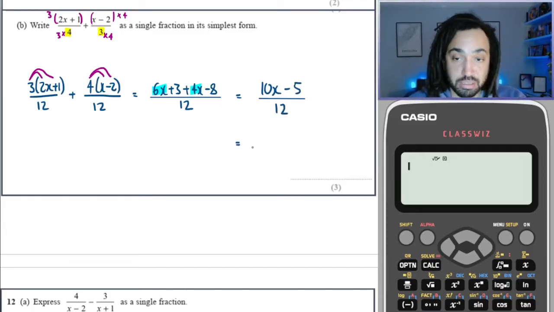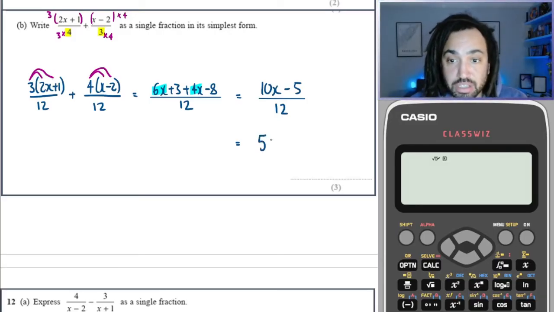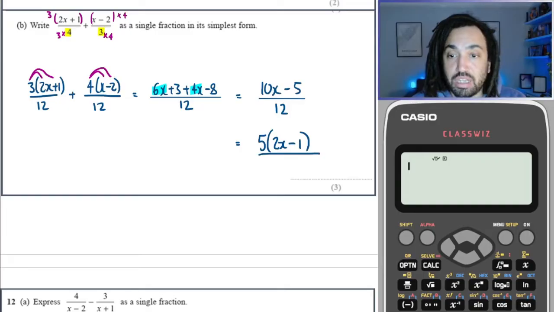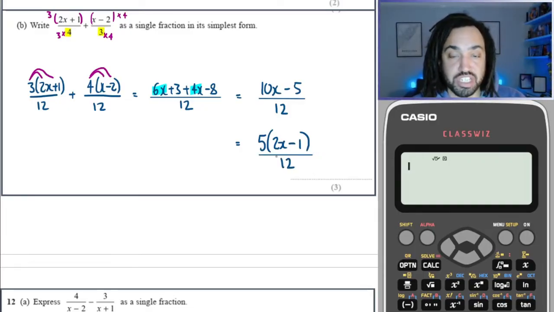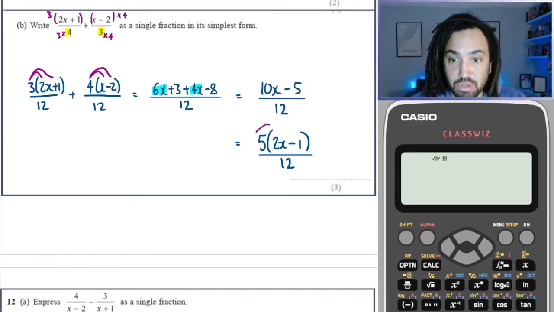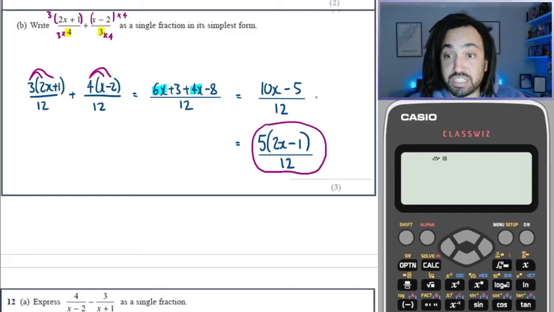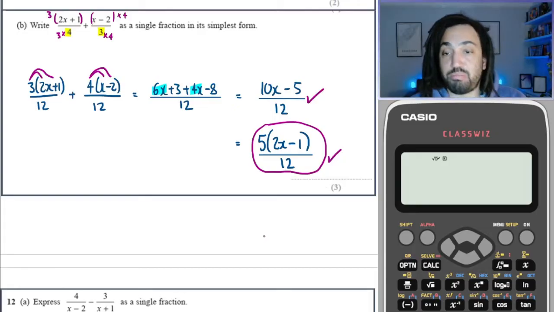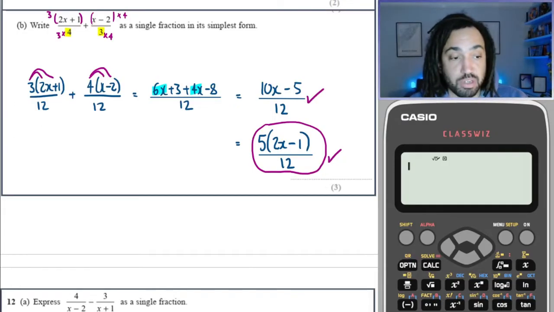And then we check, can we factorise the numerator? Well, yes, we can actually this time. So I'm going to do it just in case. So 5 can come out of the numerator to leave 2x minus 1 over 12. Now, can I divide 5 and 12? Do they share any factors? No, they don't. So in fact, I can't actually simplify this anymore because 5 and 12 don't have any common factors. But anyway, you can leave it as this one, or you can leave it as this one. Both are fine. Both are just as simplified as one another, so both would get the marks.